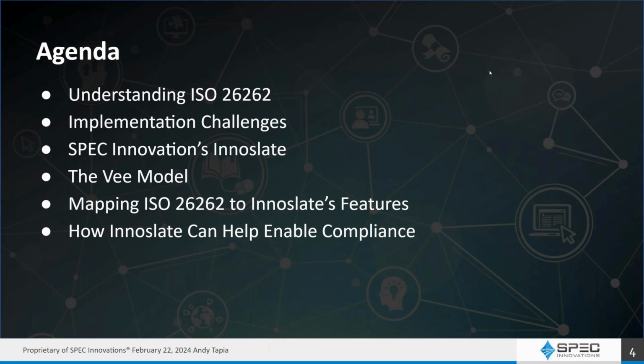And to do that, we're going to go over the following items. So first I want to define and understand the standard itself, and then talk about some of the challenges of its implementation. Then we'll go over our company's tool Innoslate and how everything ties back to the V model. And then after that, we'll connect the dots and see how parts of the ISO standard are supported by Innoslate's feature set. And then we'll close out with a little summary of how we can see that Innoslate can enable ISO 26262 compliance.